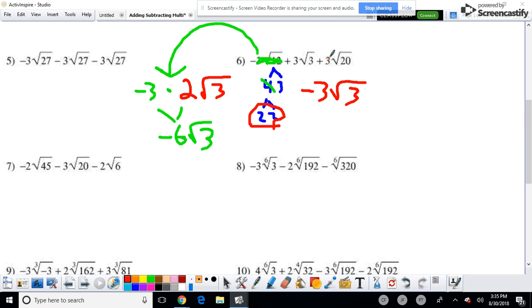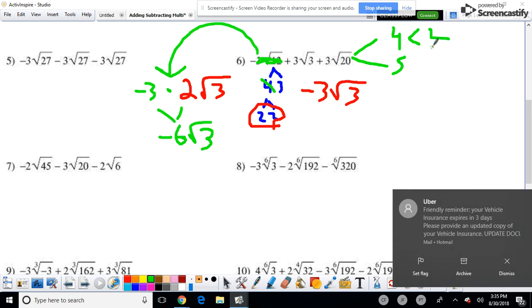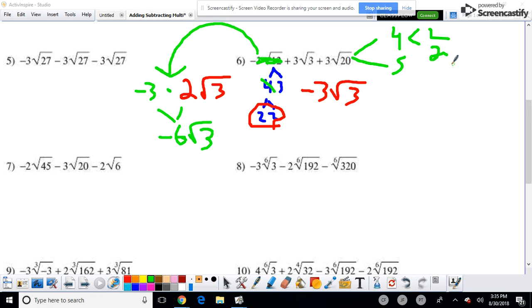And now the last one that says 3 radical 20. Well, we can simplify that. So let's break down this 20. That's going to become 4 and 5, 2 and 2. So 2 and 2, that's going to come to the front. That becomes a coefficient. And we're going to multiply that times the 3. So 2 times 3 is 6. What's left over? The 5 is left over. So we've got 6 radical 5.